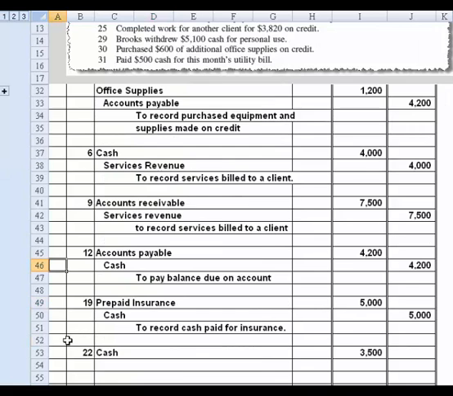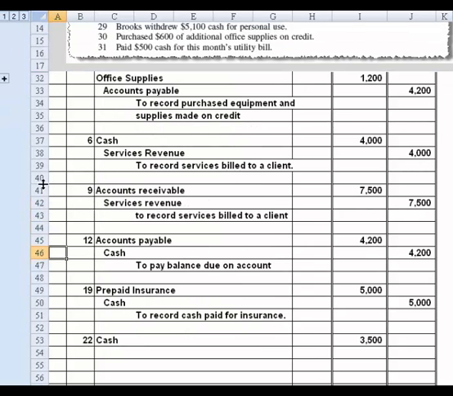Okay, now that we've got that, let's go ahead and tackle that entry on the 22nd, which was a debit of 3,500 cash in payment of the services that occurred on the 9th. So all we would have is a debit to cash and a credit to accounts receivable. So I'll reference the accounts receivable, and I'll indent it, and I will say to record cash collected on account. Something like that. And we'll credit the 3,500.